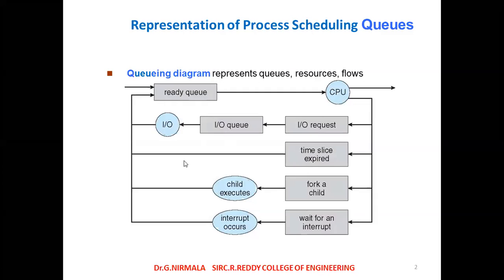This is the queuing diagram that represents your ready queue and IO queue. The IO queue is also known as your device queue. Take a screenshot or just note down the diagram. This is the ready queue. This is the CPU. Everybody knows CPU means central processing unit. The entire execution of any process is done by the CPU only.